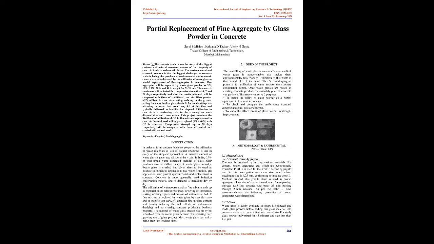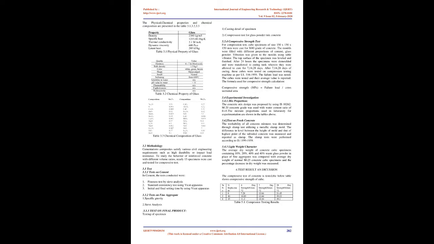There is huge potential for utilization of waste glass in the concrete construction sector. Once waste glass is reused in making concrete products, the production cost of concrete will go down. This move can serve two purposes. To evaluate the utility of glass powder as a partial replacement of fine aggregate in concrete. To test and compare the performance of standard concrete and glass powder concrete. To know the effectiveness of glass powder in strength improvement.